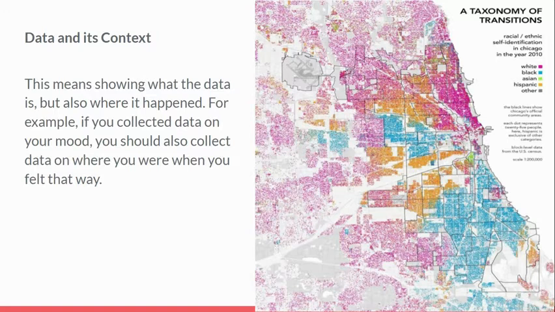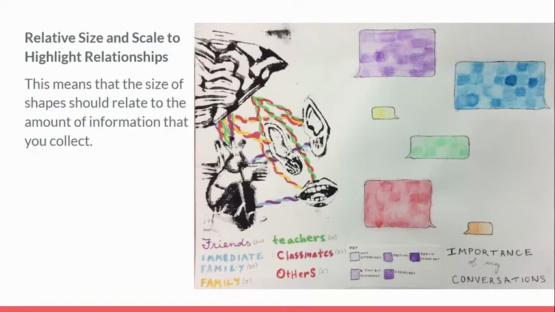So, data in context means not just showing the data, but also where and when it happened. So, in this map, we see where people self identify by race or ethnicity, and that second layer of information really helps us to understand a lot more about Chicago and Chicagoland than a simple list of just how people self identify by household.